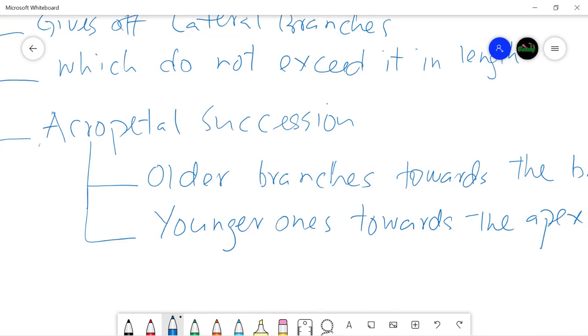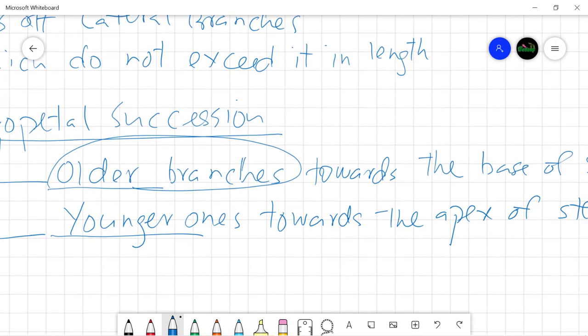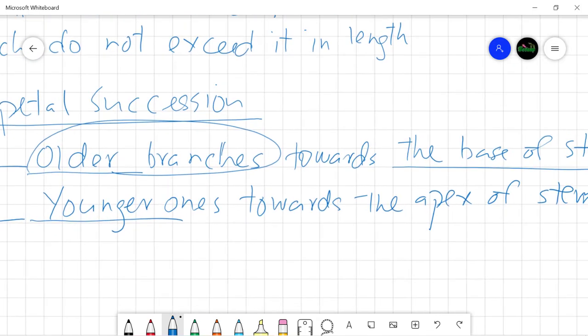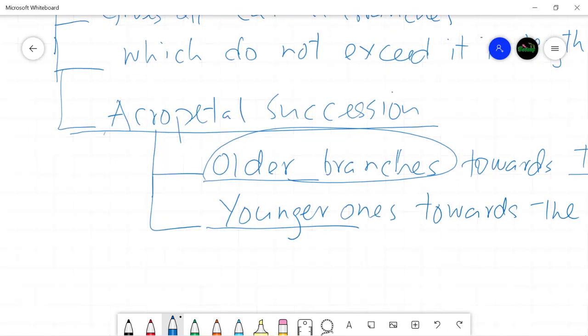You can state it the other way around, that is, younger branches towards the apex and older branches towards the base. That doesn't make any difference unless you change the order. That is, if you say that older branches are towards the apex and younger ones towards the base, then it's wrong. So whichever of these two is stated first doesn't make a difference. All you have to say is that older branches are born towards the base of the stem, whereas the younger ones are towards the top or towards the apex of the stem.